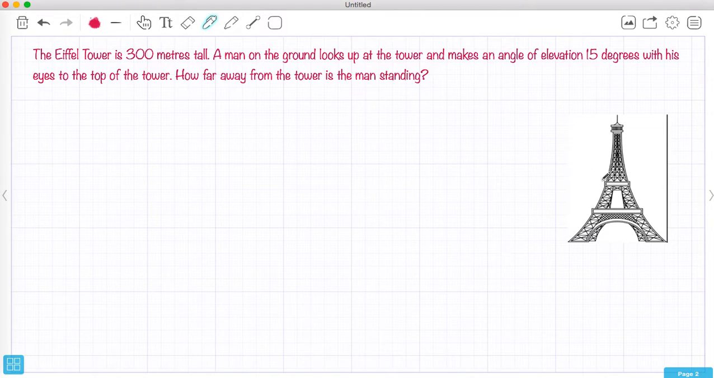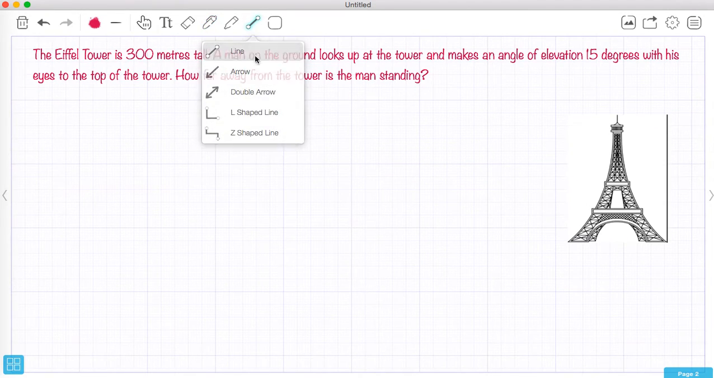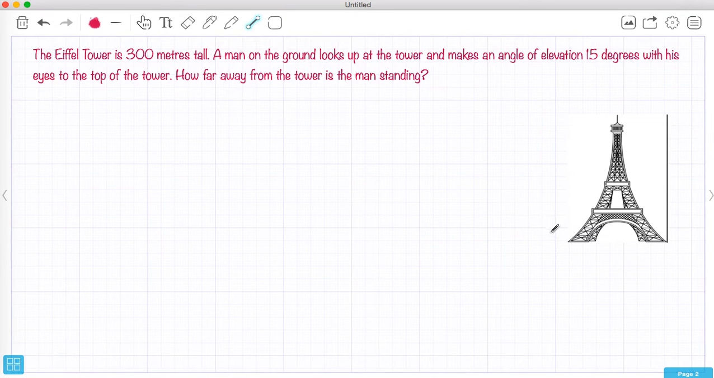Okay, so we've got another picture of the Eiffel Tower. It's actually 300 meters tall, and a man on the ground looks up at the tower and makes an angle of elevation of 15 degrees with his eyes to the top of the tower. How far away from the tower is the man standing?